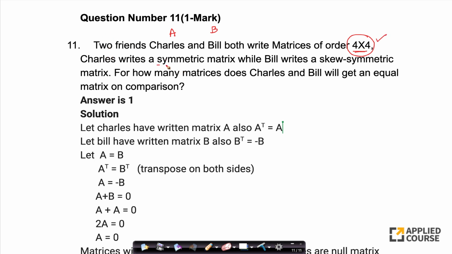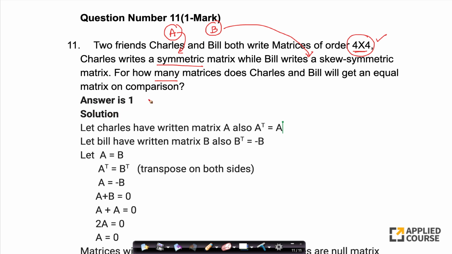Charles writes a symmetric matrix. So it's given that A is symmetric, and Bill writes a skew-symmetric matrix, right? So we know the definitions of what a symmetric and what a skew-symmetric matrix are. So the question here is, for how many matrices will Charles and Bill get an equal matrix on comparison? For these two matrices to be equal, every element of the 4 cross 4 matrix should be the same, right? So the question here is, how many such matrices exist such that A is symmetric and B is skew-symmetric such that A equals B? Bottom line, that's the question. Charles and Bill is the story around it.